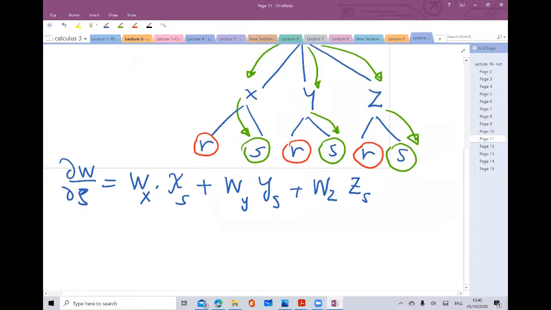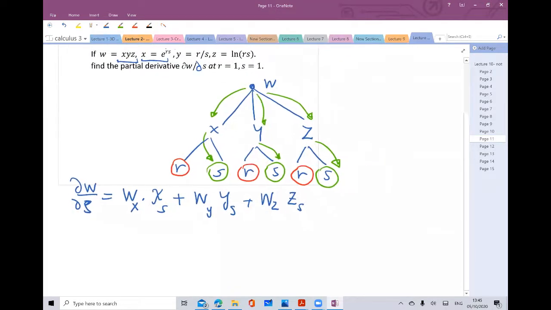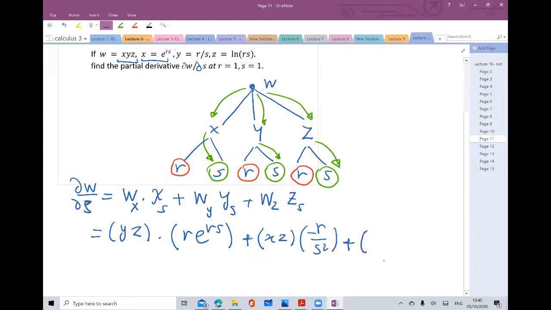But let's do the derivatives from the given function. w_x actually is yz, x_s is r s, w_y is xz, and y is r over s. The derivative with respect to s is negative r over s squared, plus w_z will be xy times z_s. Z is ln rs, so the derivative of ln is 1 over rs times the derivative of the bracket with respect to s, which is r.